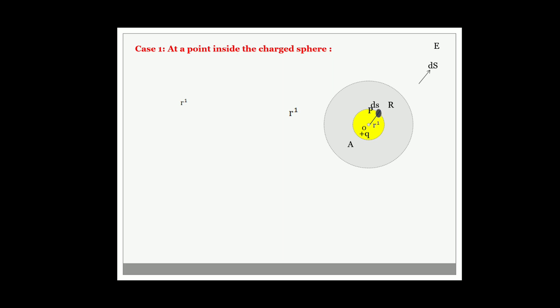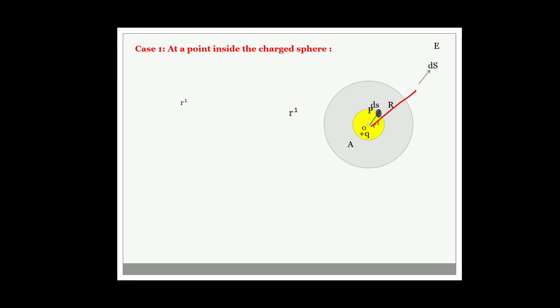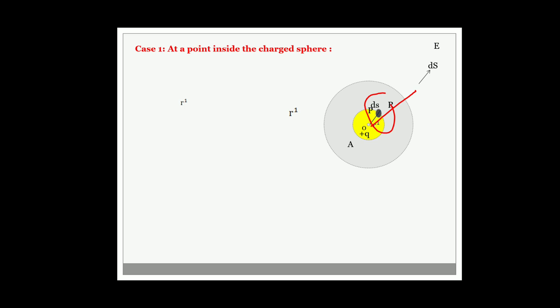Now what about the third case? In this third case, the point is inside of the charged sphere, where capital R is the radius of the charged sphere. We have to calculate the intensity of electric field at a point P inside of the charged sphere. For this purpose, we have to draw a Gaussian surface with radius r dash, where r dash is the radius of the Gaussian sphere.